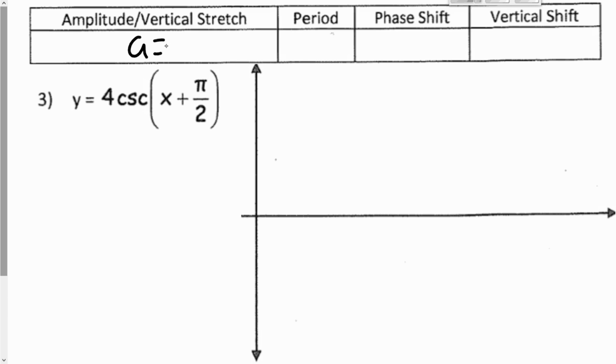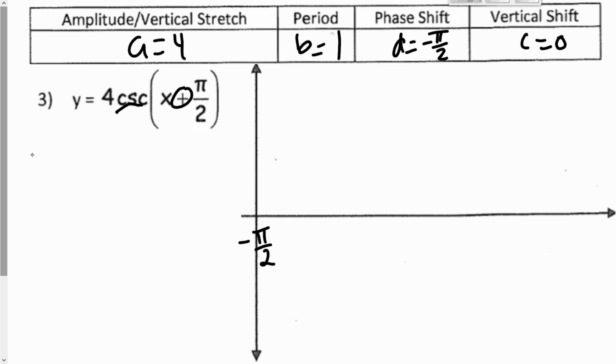Okay, so your a here is 4. Your b here is still 1, right? Because there's nothing on the outside of that parenthesis, and there's nothing in with x. So b is 1. Your d is a negative, right? Because I had to do the opposite of this. So negative pi halves. So instead of starting at 0, we're actually going to start at negative pi halves. And then our vertical shift, nothing's being added to or subtracted after, right? After we take the cosecant of whatever's in there. So our c is 0.